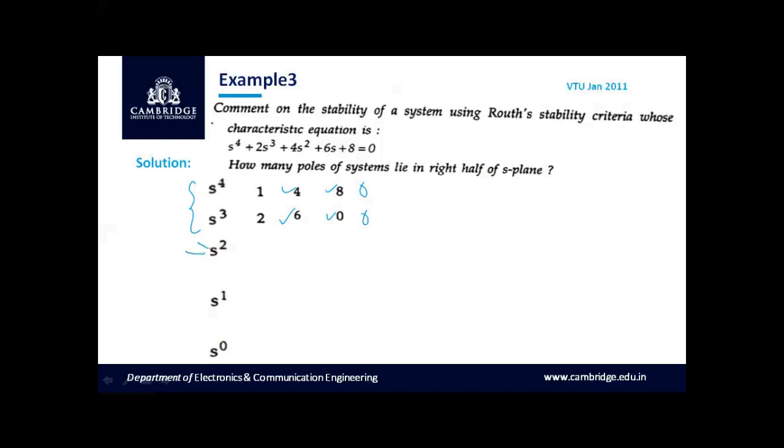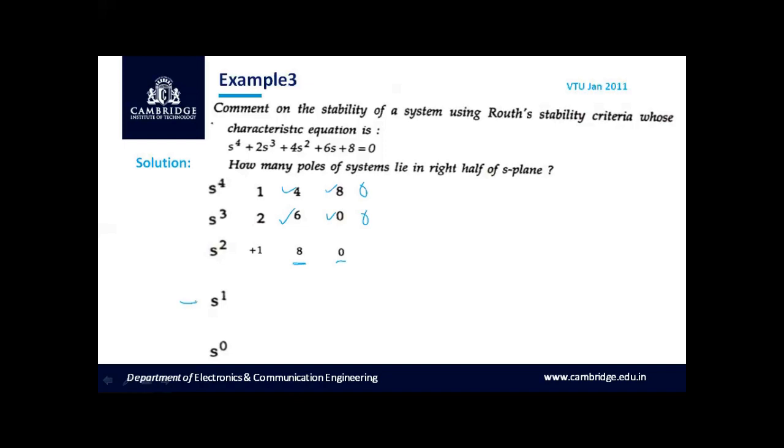To fill up the third row, we have to make use of the previous two rows as a reference and we have to follow the pattern 2 into 4 minus 1 into 6 divided by 2. Hence we get 1. Similarly, to fill up the third row second element, the formula which we use is 2 into 8 minus 1 into 0 divided by 2. So we get 8. The third element will be 0.